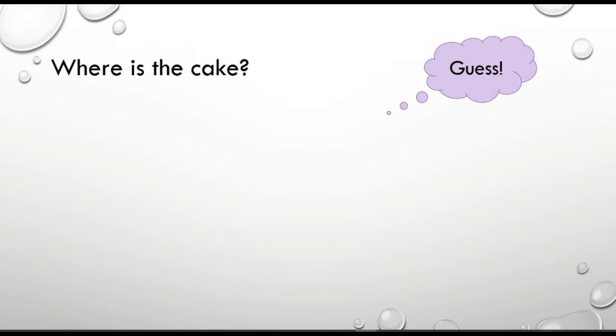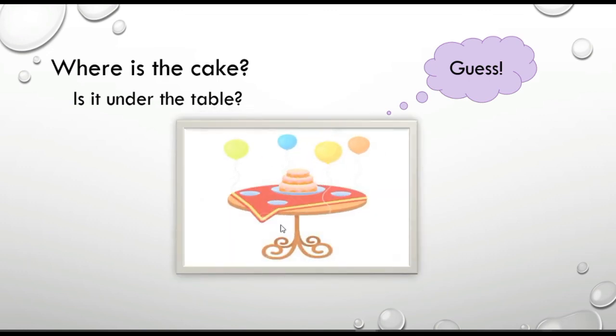Let's move on to another one. Where is the cake? Guess. Think. Is it under the table? 1, 2, 3. I want to listen for the answer. No, it isn't. Well done. So the cake here is on the table. On the table. Not under the table. So this is wrong. Okay.